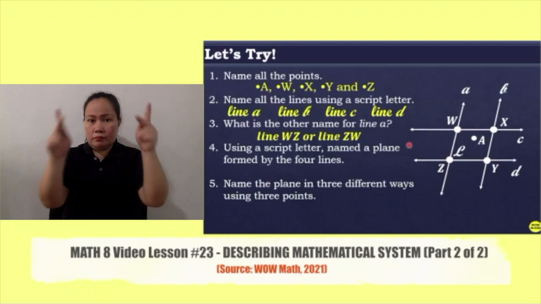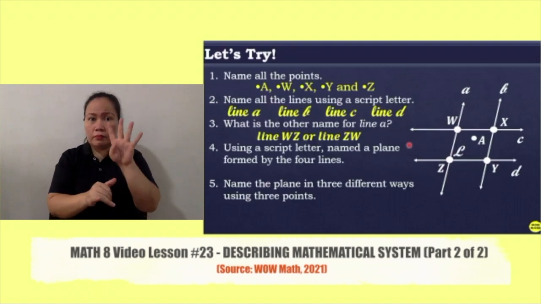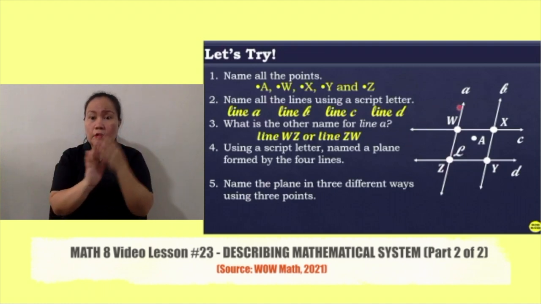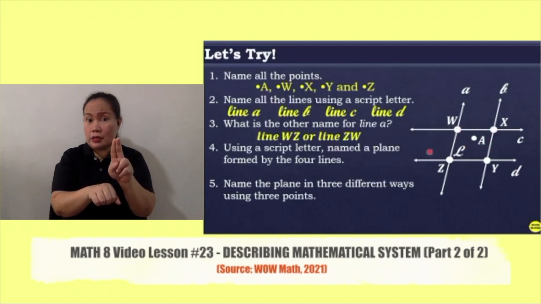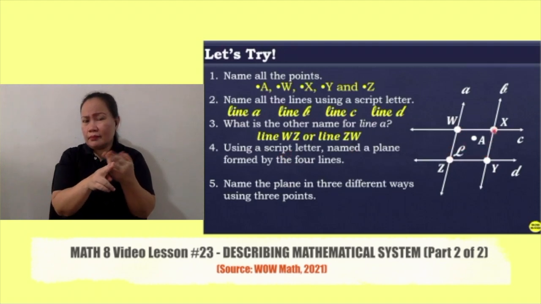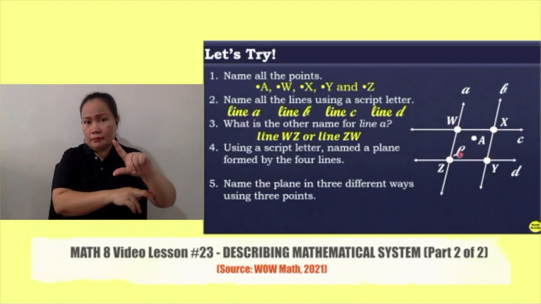Next, using a script letter, name a plane formed by the 4 lines. So, meron po tayo ditong 4 lines na may nabuo tayong plane. Okay, itong nasa gitna. Now, ang gusto niya, pangalanan mo raw ang plane using script letter. So, ito yung plane mo. How will you name the plane using script letter? So, ito ang gagamitin mo dyan. So, that is plane L.